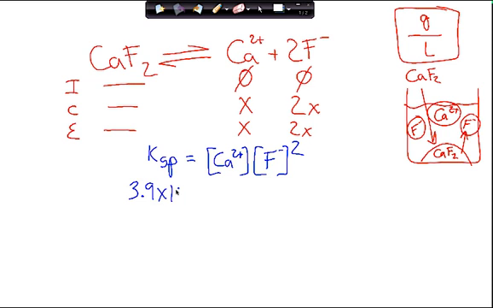3.9 times 10 to the negative 11th is equal to... Can you guys talk to me about that? Okay, so why don't we back up and make sure you understand? So our concentration of Ca is x. Our concentration of F is 2x squared. Bringing those together results in 4x cubed. That's why you're going to mess these up.